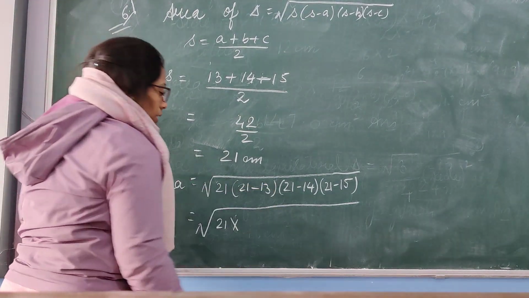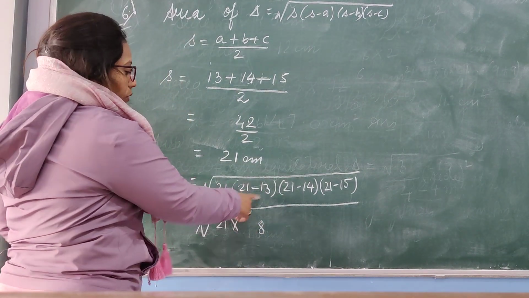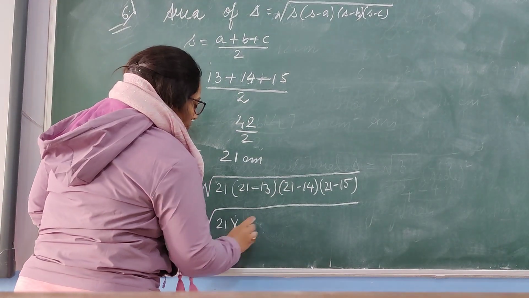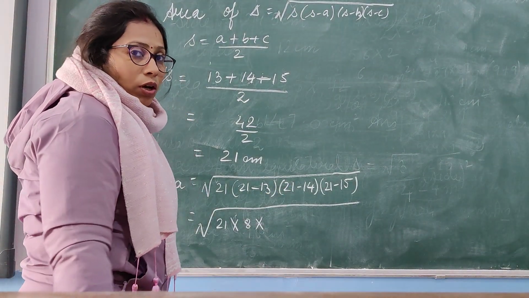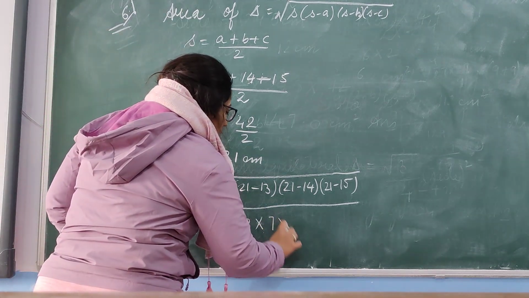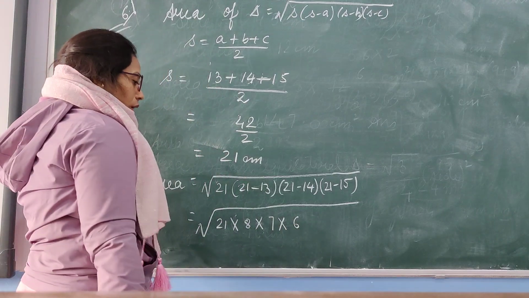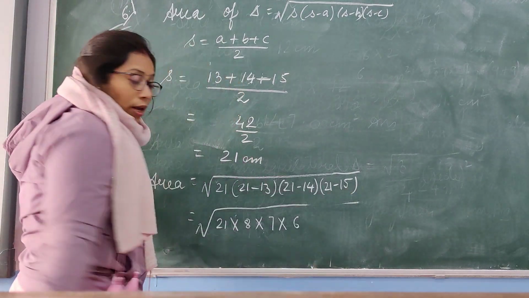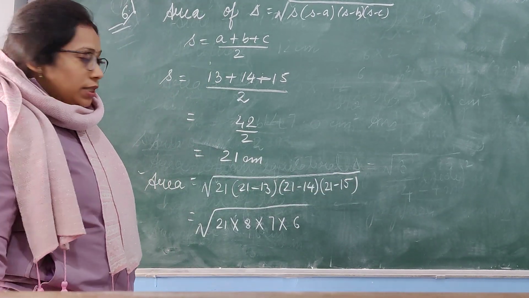Now, 11 minus 3 is 8 and then 1 minus 1 is 0. So, here we have got 8 into 21 minus 14, what we will get? 7. And 21 minus 15, we will get 6. Okay, now we have to find out the square root of this. Now, this is a difficult task, but we can make it easy.